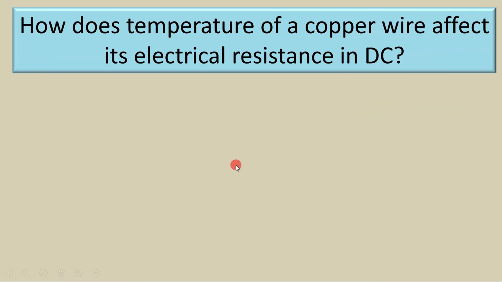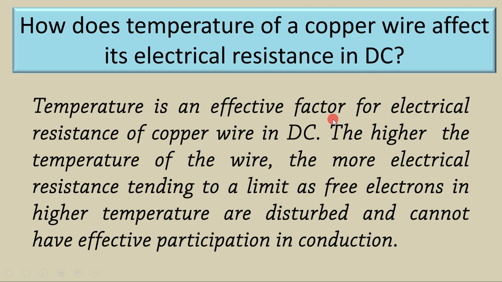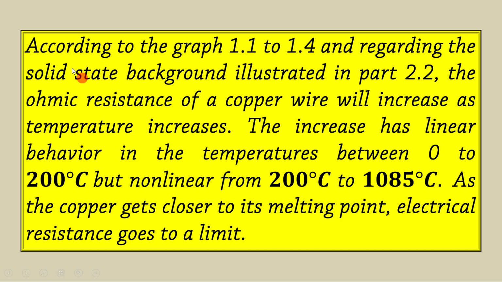Let's consider a case. As an example, here is a research question in physics: How does the temperature of a copper wire affect its electrical resistance in DC? The thesis statement: Temperature is an effective factor for electrical resistance of copper wire in DC. The higher the temperature of the wire, the more electrical resistance, tending to a limit, as free electrons at higher temperature are disturbed and cannot participate effectively in conduction. Okay, let's have our concluding idea.